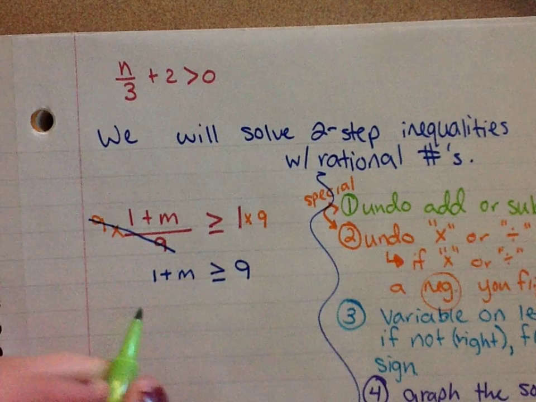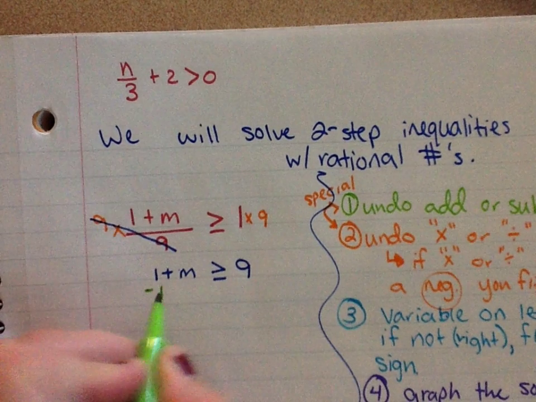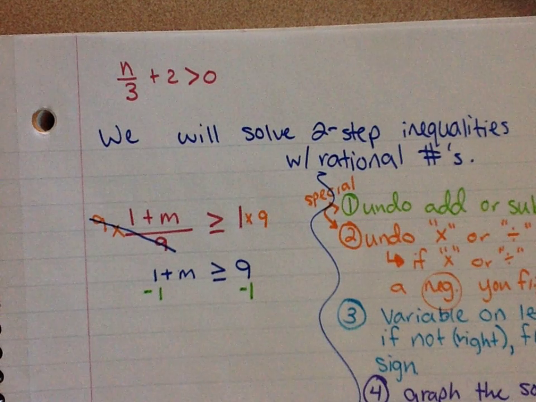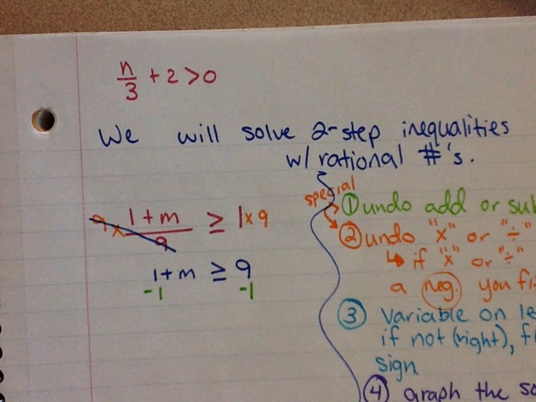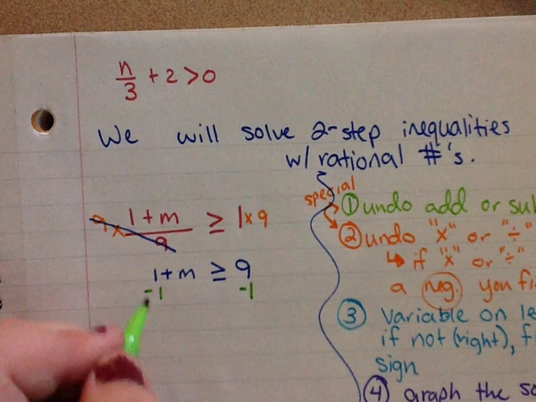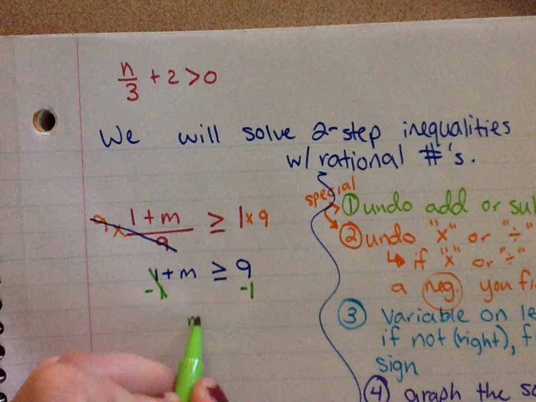I'm going to subtract what? 1. I have to subtract 1, and if I do it on one side, I have to do it to the other side. Make sure you do it to both sides. 1 minus 1 is 0. It's done. All I have left is m.